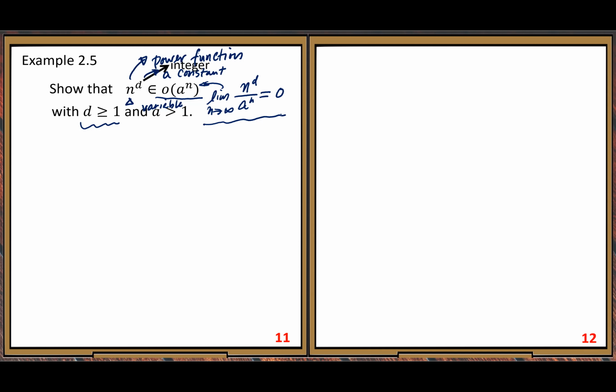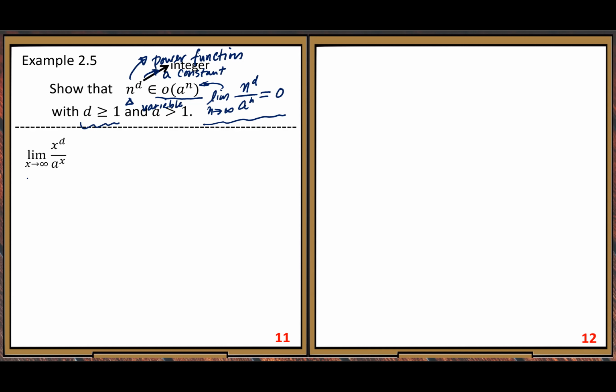To prove that, here we assume d is an integer. That's for simplicity, because later, even if it's not an integer, it is still correct. It's not necessarily an integer. In this example, to make our computation as easy as possible, we assume it's an integer.